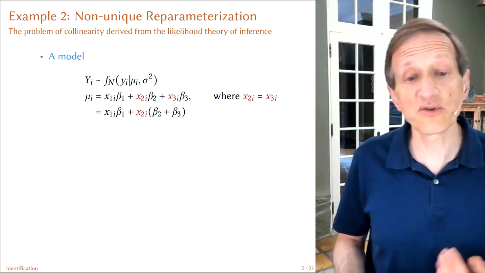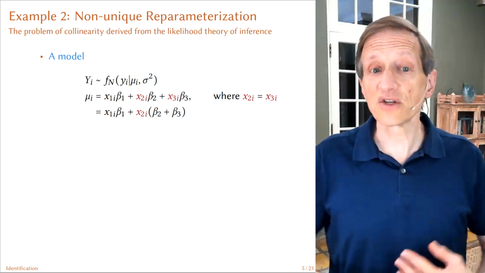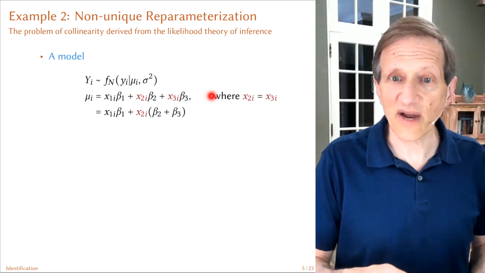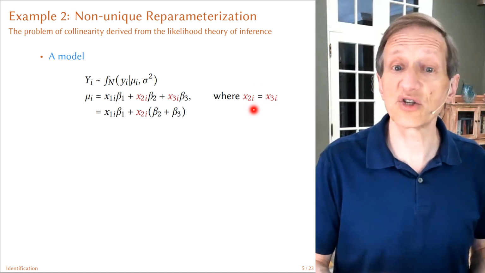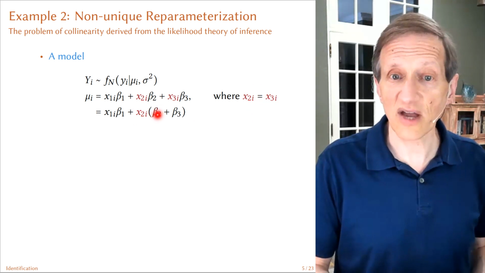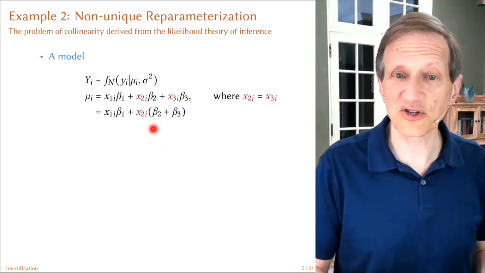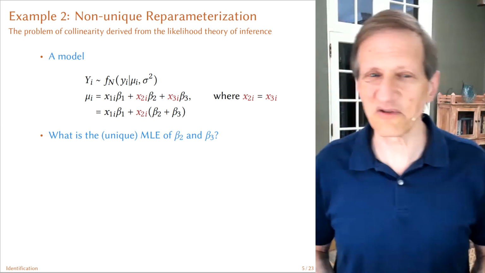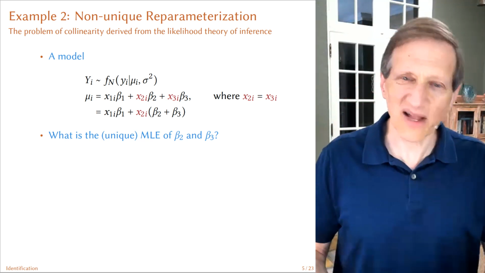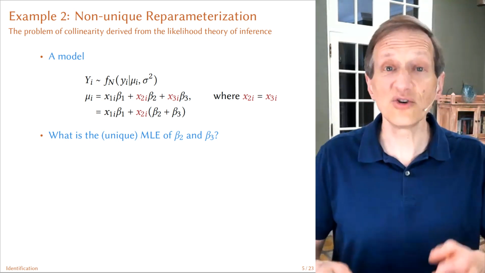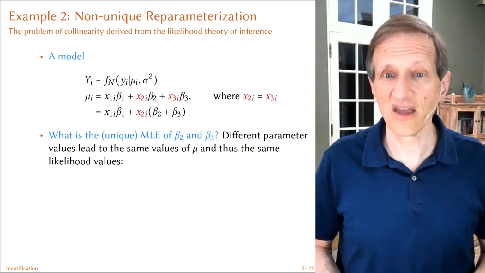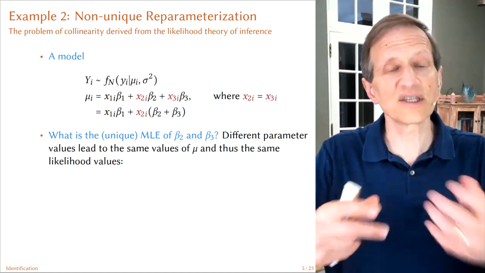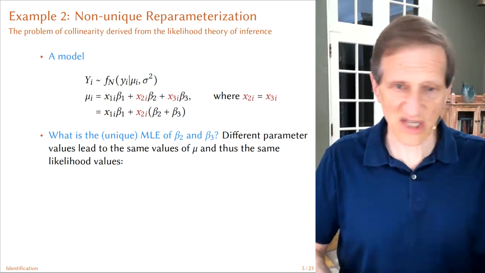All right, well that means we can simplify the systematic component. So it's equal to x1 beta 1 just as before, but then I can pick either x2 or x3 to represent both of them. So I pick x2 and I write it this way. Okay, so I collect these terms. So now let's ask the question from the perspective of likelihood. What's the unique MLE, maximum likelihood estimate, of beta 2 and beta 3? Well, different parameter values lead to the same values of mu, and thus the same likelihood values.